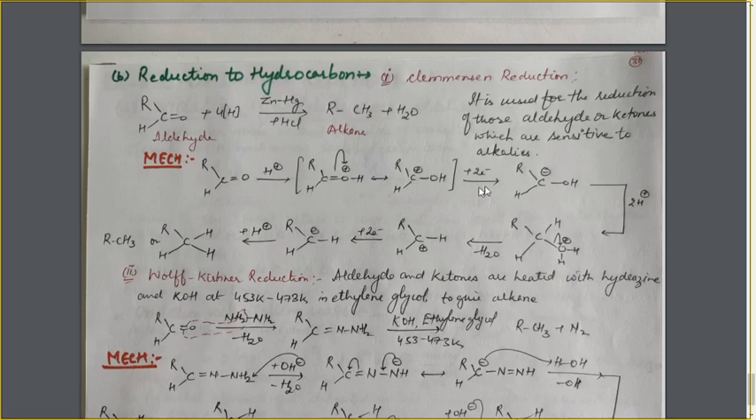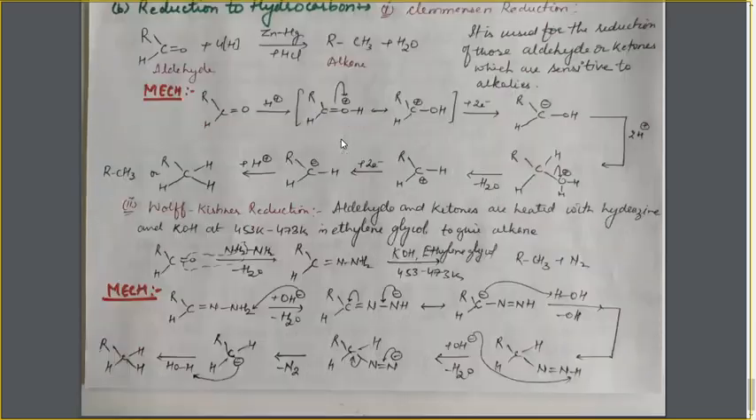In this complete mechanism, what you have seen is that this aldehyde molecule is taking up 4 H positive ions, 1, 2, 3 and 4, and also taking up 4 electrons, 2 and 2. These 4 H positive and 4 electrons give us the 4 hydrogen atoms. That's why I have written here 4 hydrogen atoms, which combine with this to give us the alkane. Let's move to the Wolff-Kishner reduction.